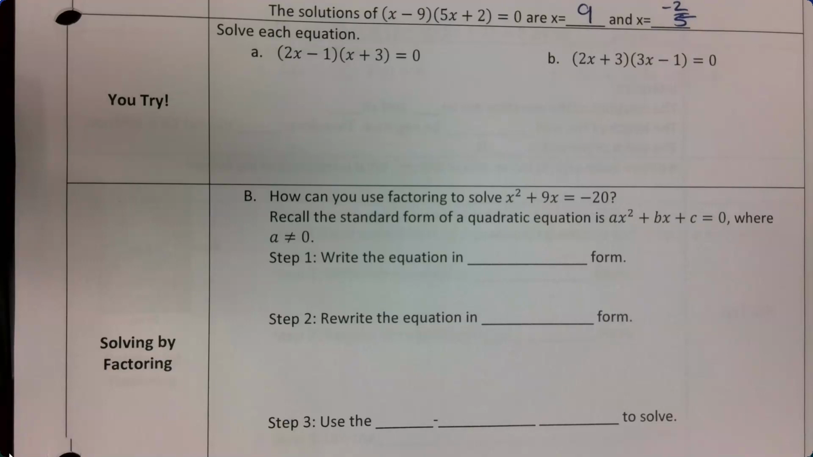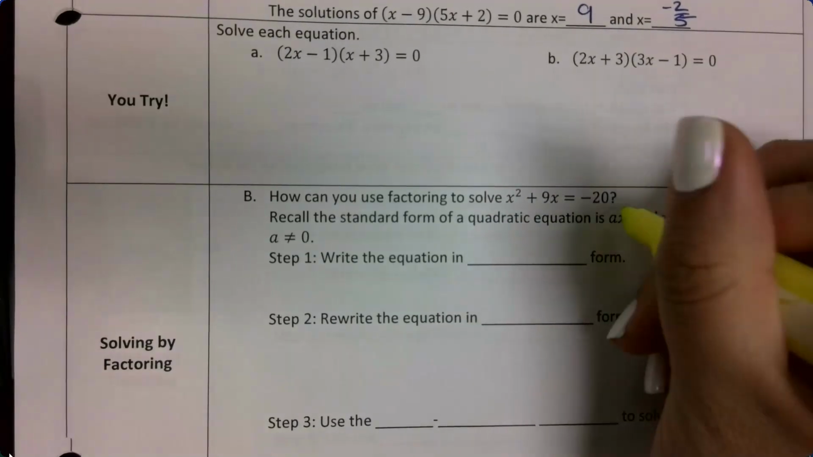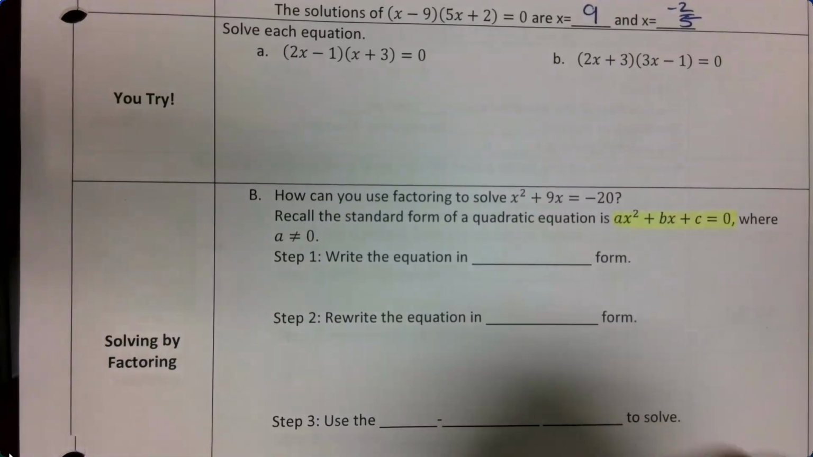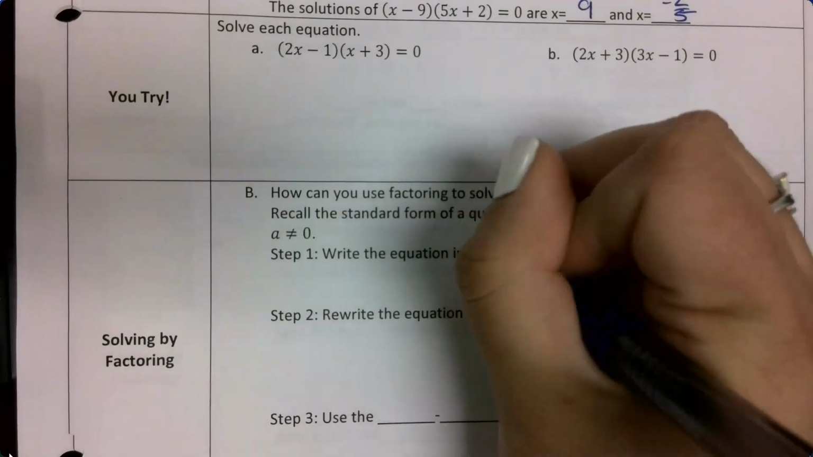So the first thing I want to do is remember standard form is ax squared plus bx plus c. So all of my terms are on one side of the equation, and then it equals 0. Also, my leading term can't be 0 because then it's not a quadratic. So my first step is to write the equation in standard form.